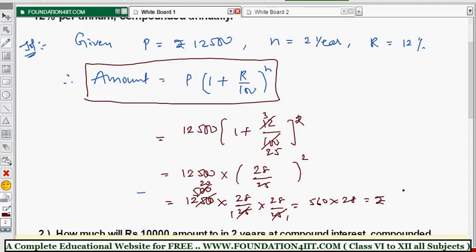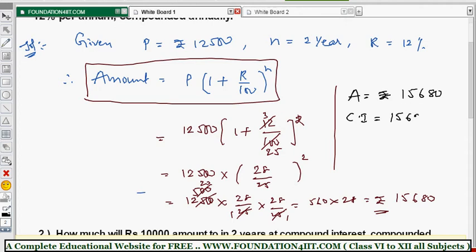Now that is total, just multiply these numbers. So 560 into 28, if you calculate, then 15,680, right? This is the amount. Now once you know the amount, you can find out the rest of it. So amount equals rupees 15,680. Then compound interest: you can apply the compound interest formula, otherwise directly subtract amount minus principal.